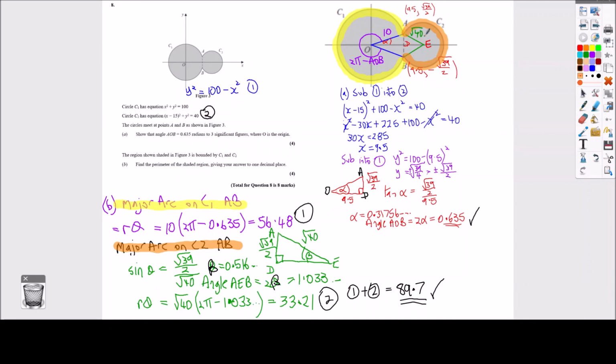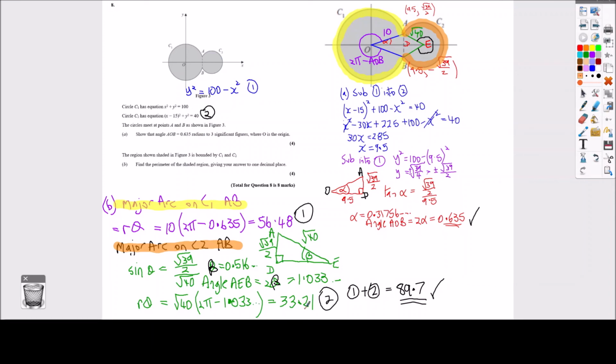So the angle from A to E to B is double this, which is 1.033. So that's that acute angle from A to E to B. Now again, I'm just going to use the length of the arc is r theta. The radius is root 40, so my r is root 40. And my theta, again, remember, I want this major angle here. So that again is 360 degrees, 2 pi, take away that 1.033. Multiply those together. I get the length of the orange arc being 33.21.